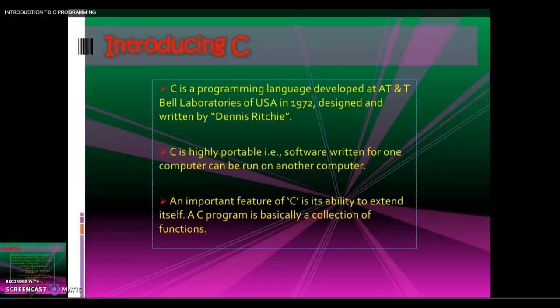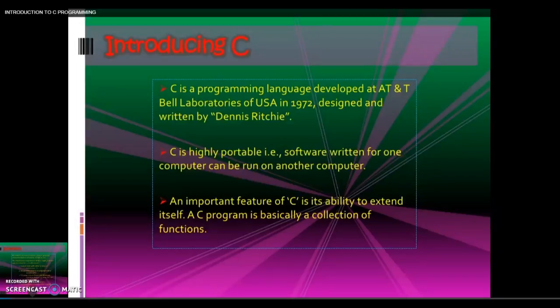C is a programming language developed at AT&T Bell Laboratories of USA in 1972, designed and written by Dennis Ritchie. C is highly portable, that is, software written for one computer can be run on another computer, and an important feature of C is its ability to extend itself.